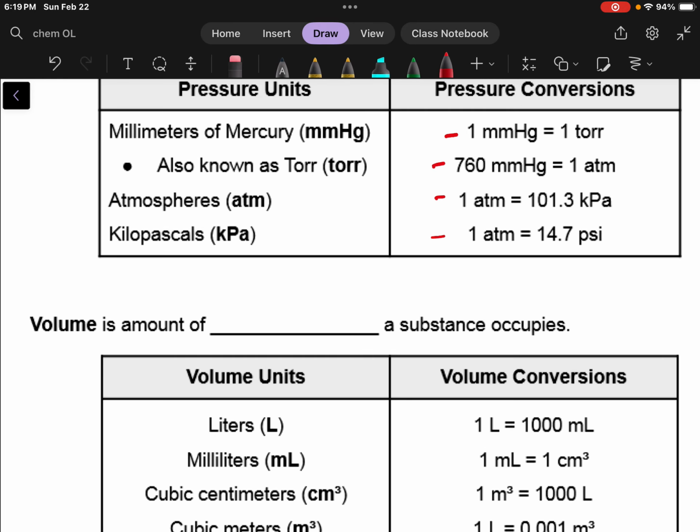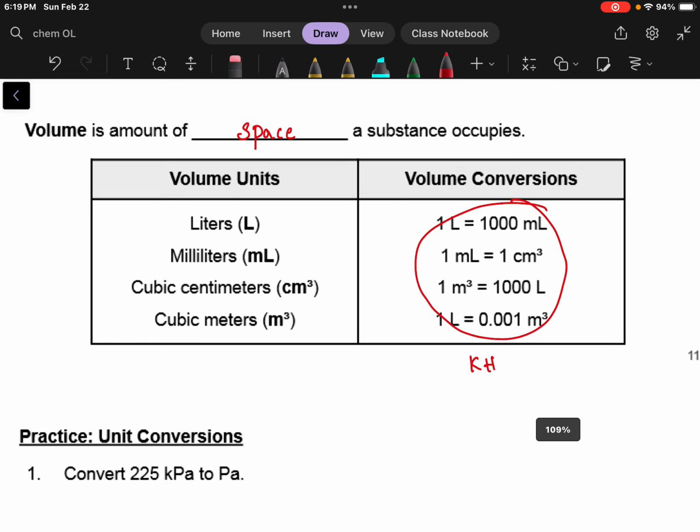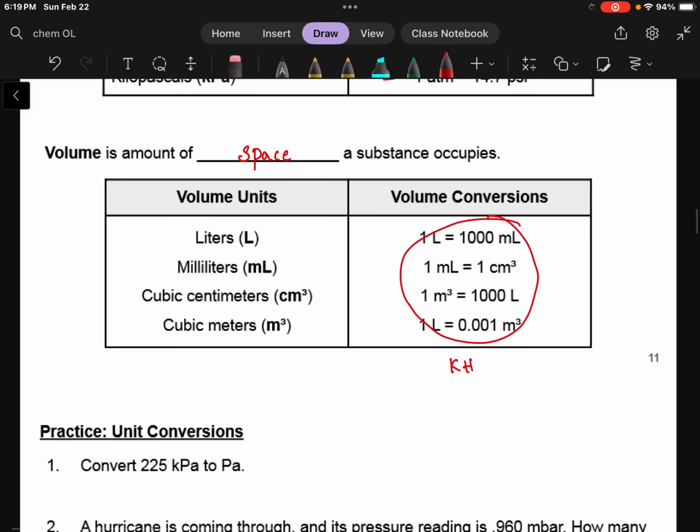Volume is the amount of space a substance occupies, and these are the units. You will see more units, and we will not give this conversion. You have to find that conversion using King Henry. For those who forget that, I can write that: King Henry died by drinking chocolate milk.